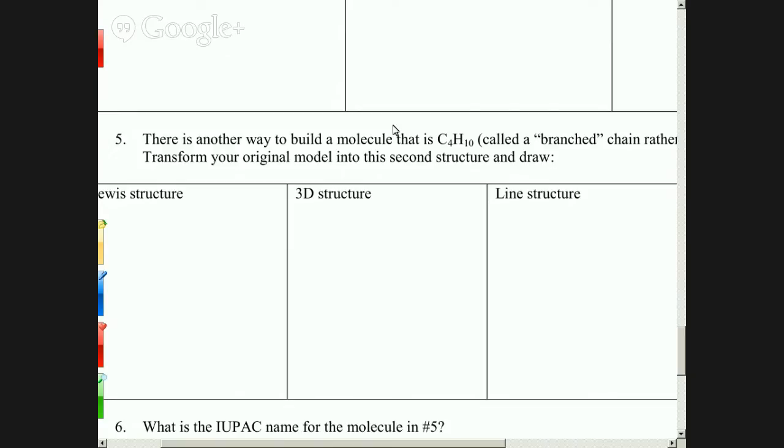Put that down so nobody else sees it. See if you can come up with it. And then when you do, see if you can draw it. Remember, your carbons still have to have 4 bonds. Your hydrogen still has to have 1 bond. So you're going to have to take a couple things apart to get some space to do that.